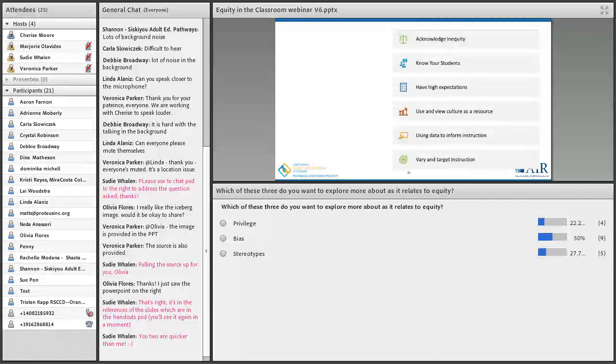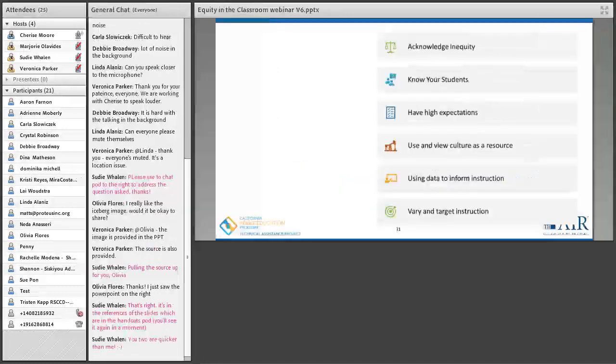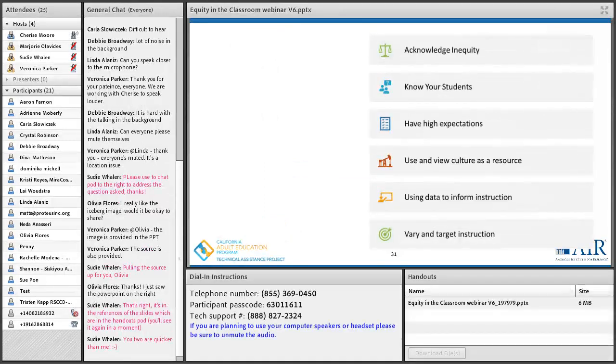Apologies for that. We're going to look at 6 strategies now to enhance equity in the classroom. And those strategies are acknowledging the inequity, knowing your students, having high expectations, using and viewing culture as a resource, using data to inform instruction, and then varying and targeting instruction. So we're going to look at those now together and go through each of them.